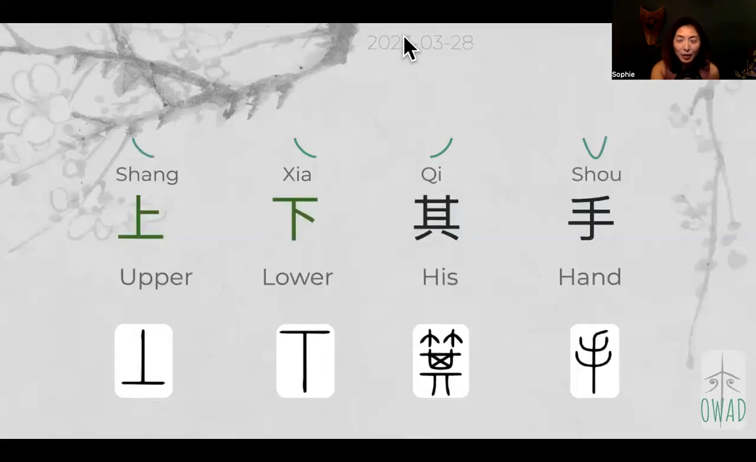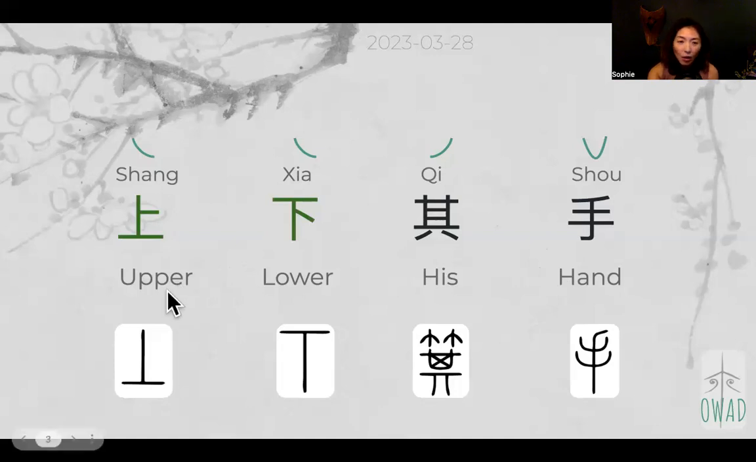And today we continue with 上 and 下. 上下其手, actually. Okay. 上下其手 has double meanings. I will show you later on the historical and the contemporary meaning.